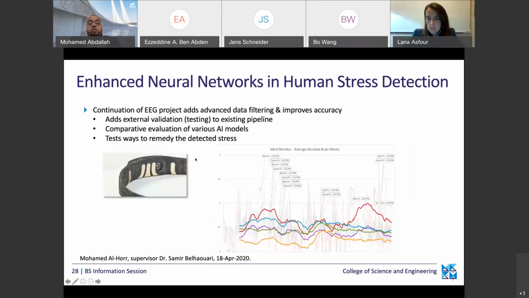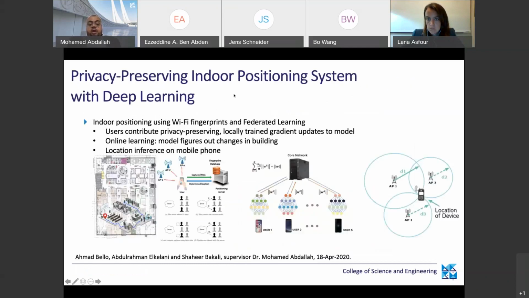This is also another project where the students were able to extend this work based on more data filtering and improve the accuracy of the system. This is another project where the students developed an indoor positioning system, indoor localization. For example, they developed a mobile app where they can localize a user inside a building where GPS is not available, using deep learning, and also while maintaining the privacy of the user. Okay, so this was a very important topic, and they already successfully developed the system, developed the app.